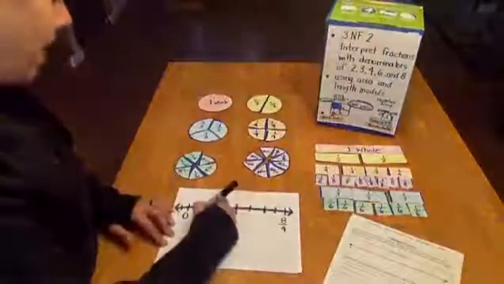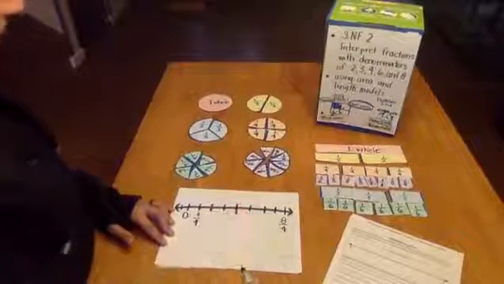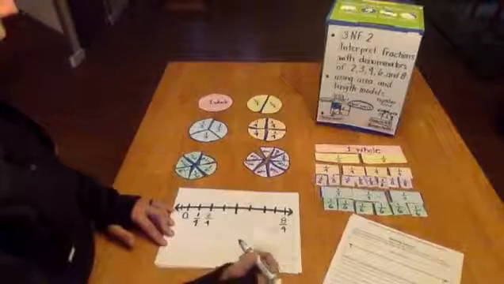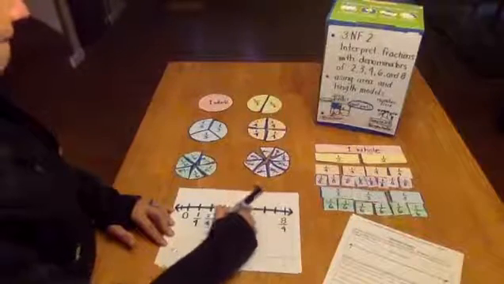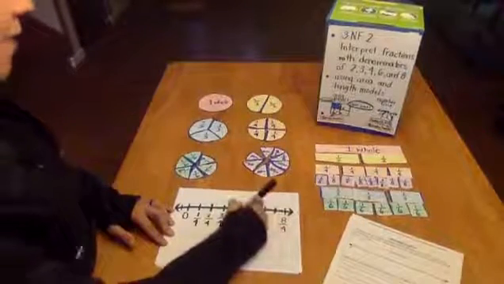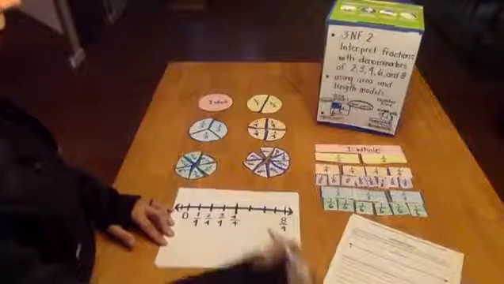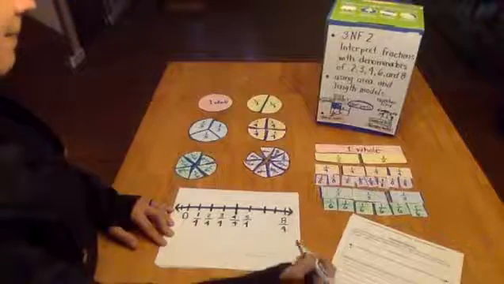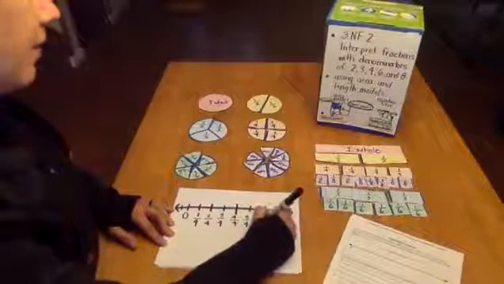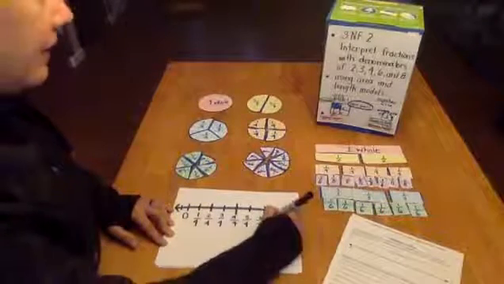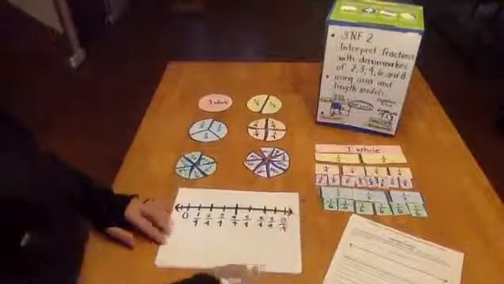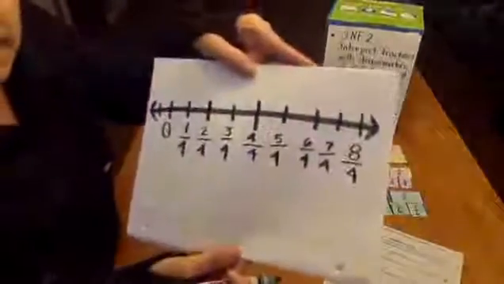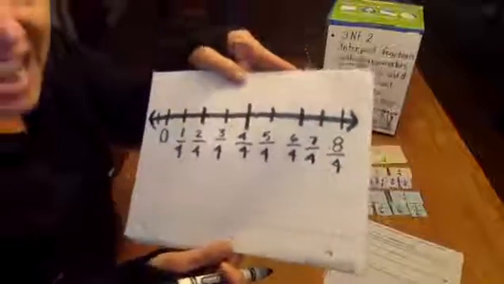Okay. So we have 1/4, 2/4, 3/4, 4/4, 5/4, 6/4, 7/4. Just see how Miss Street did that? Okay, so I have 8/4.